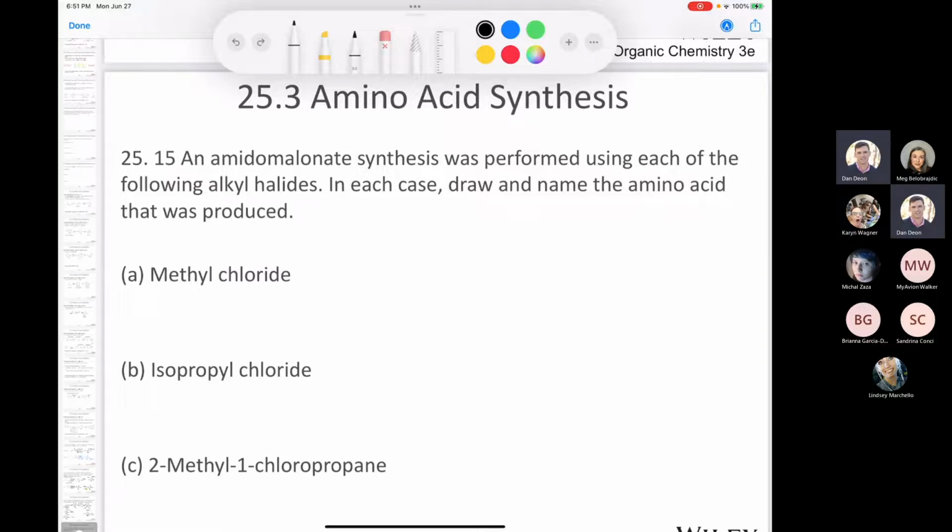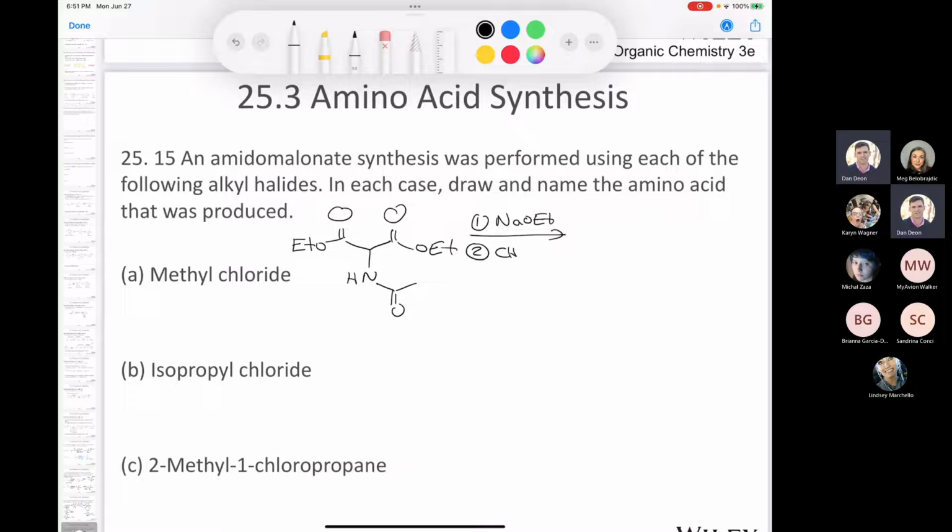So let's start out by drawing our diethyl acetamidomalonate. So we'll start with that. It's kind of a rehash in a way of what we just did in the last problem, but it's still good practice. So now in the first step, we use sodium ethoxide. In the second step, we're going to use methyl chloride.